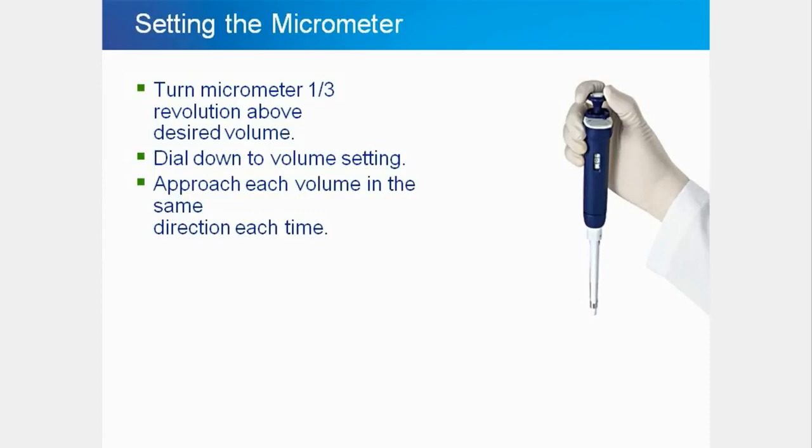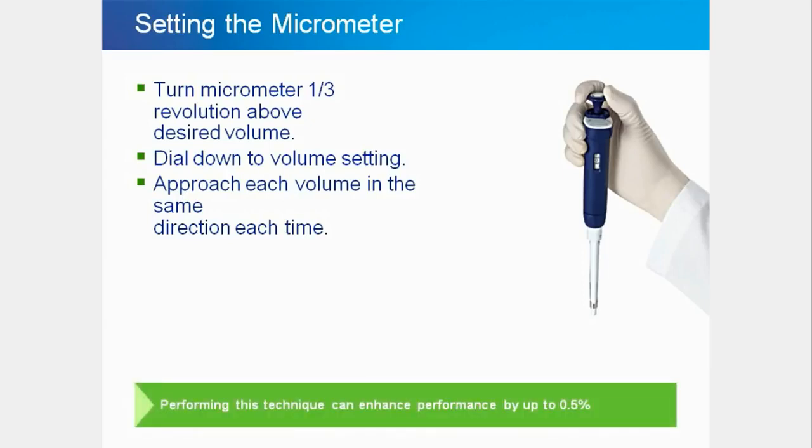When increasing the volume setting from a lower volume to a higher volume, rotate the volume selector wheel or knob approximately 1/3 of a turn above the desired setting, and then slowly turn back clockwise to decrease the volume until you reach the desired setting. The dial-down technique reduces the effects of mechanical backlash or slippage of the micrometer gears and ensures better accuracy.